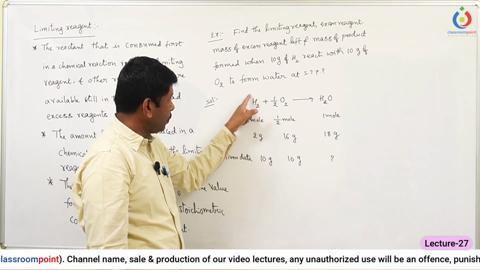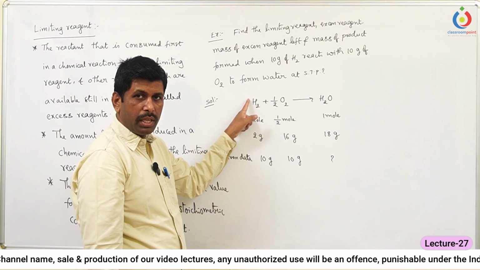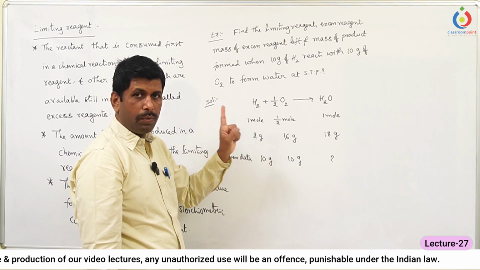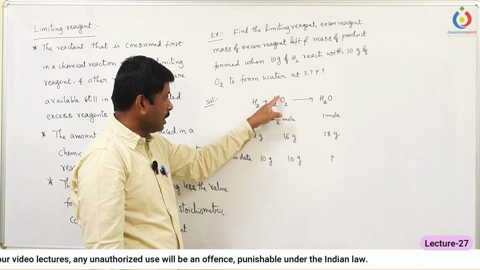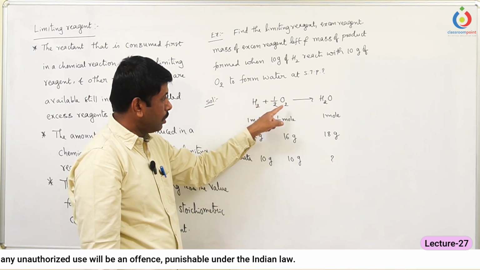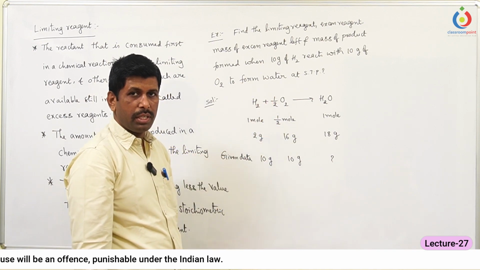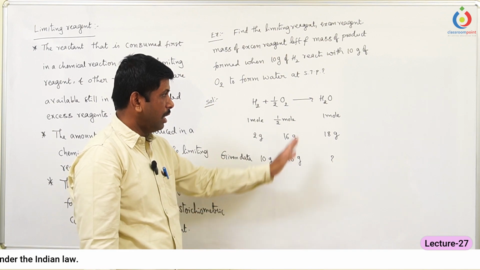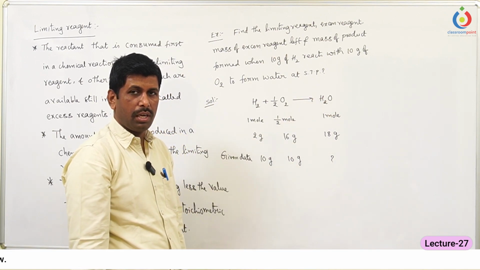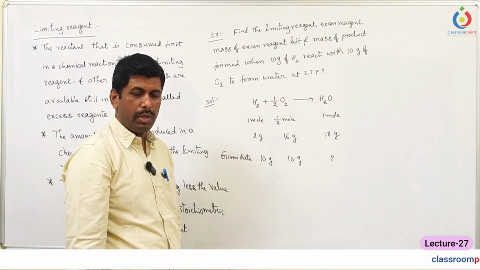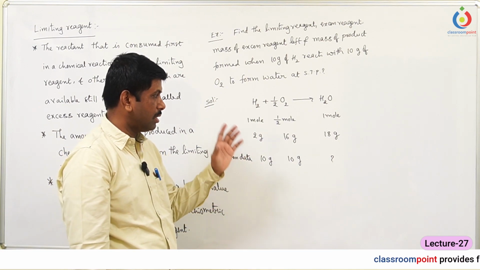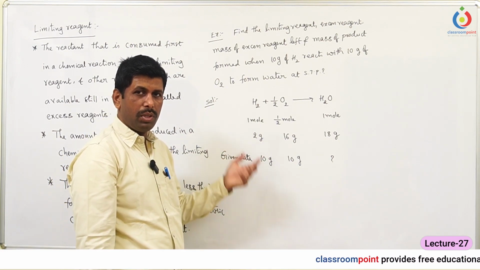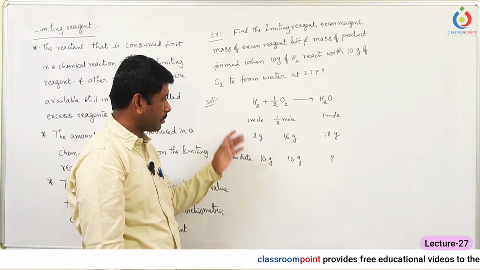Before H2 nothing is there, which means 1 is there. That means its stoichiometric coefficient is 1. For O2, something is present: 1 by 2. So here the stoichiometric coefficient is 1 by 2. For H2O, the stoichiometric coefficient is 1, but the product's coefficient is not required for us, because we consider only the reactant side. Limiting reagent is applicable only to the reactants, not to the products.